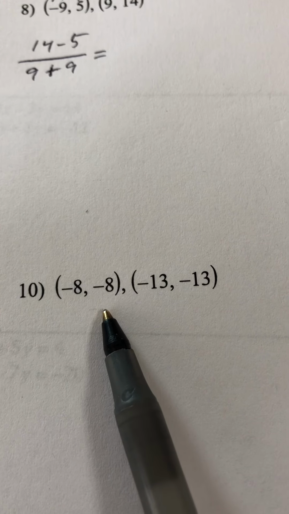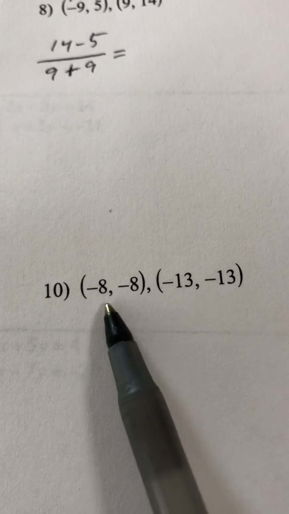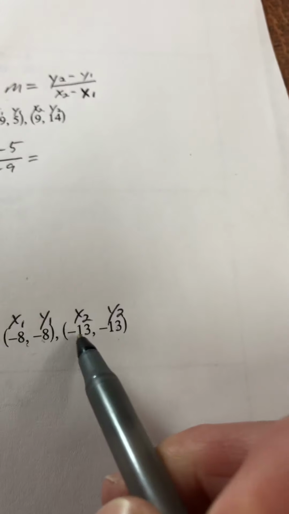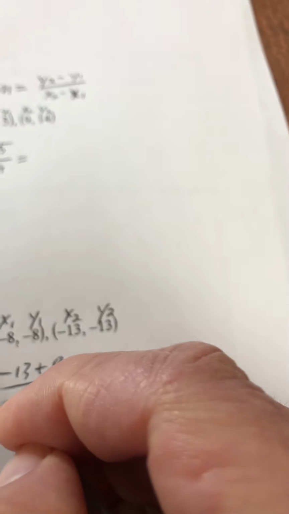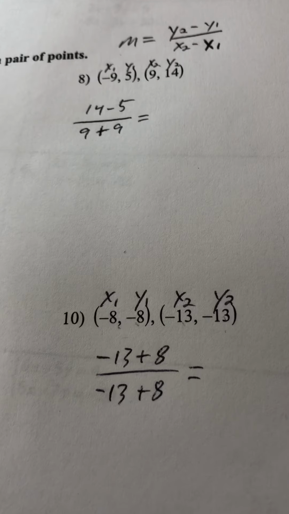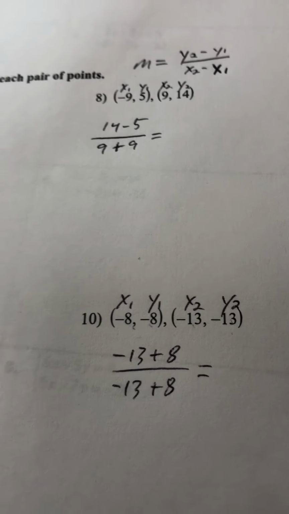And then this one, it doesn't matter that your x and y are the same. You're going to do this problem with x1, y1, x2, y2, because notice your y's are different and your x's are different. So negative 13 plus 8, because two negatives make a positive. And then I'm going to have negative 13 plus 8. So you're going to have the same number over the same number, so mathematically, what is going to be that slope? All right. Good luck on this quiz, and hopefully this helped.